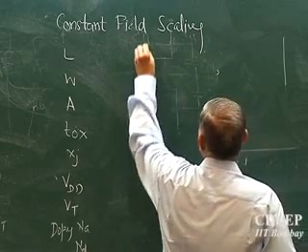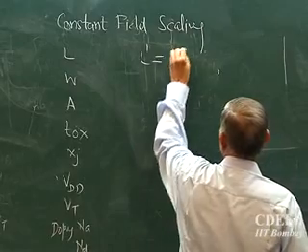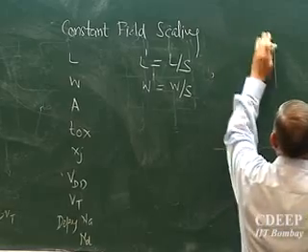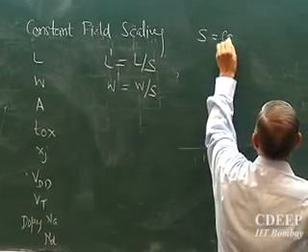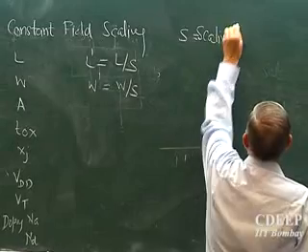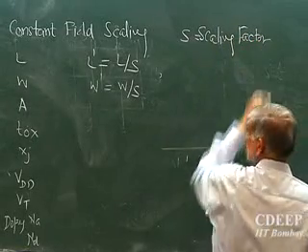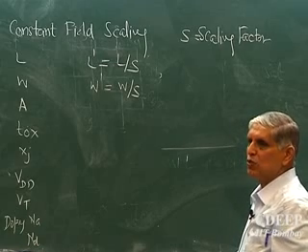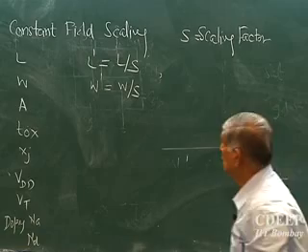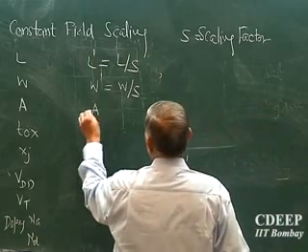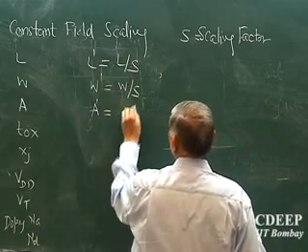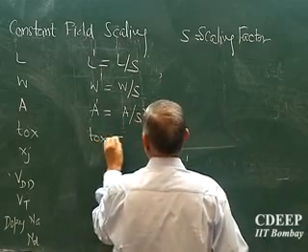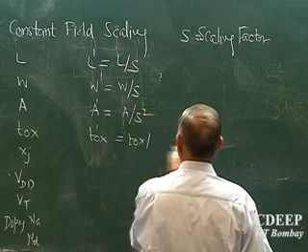If I scale, the new process is L dash is L by S, W dash is W by S, where S is called the scaling factor, which is larger than 1. S is a scaling factor which reduces the dimensions by some number. Area will go how much? Square.